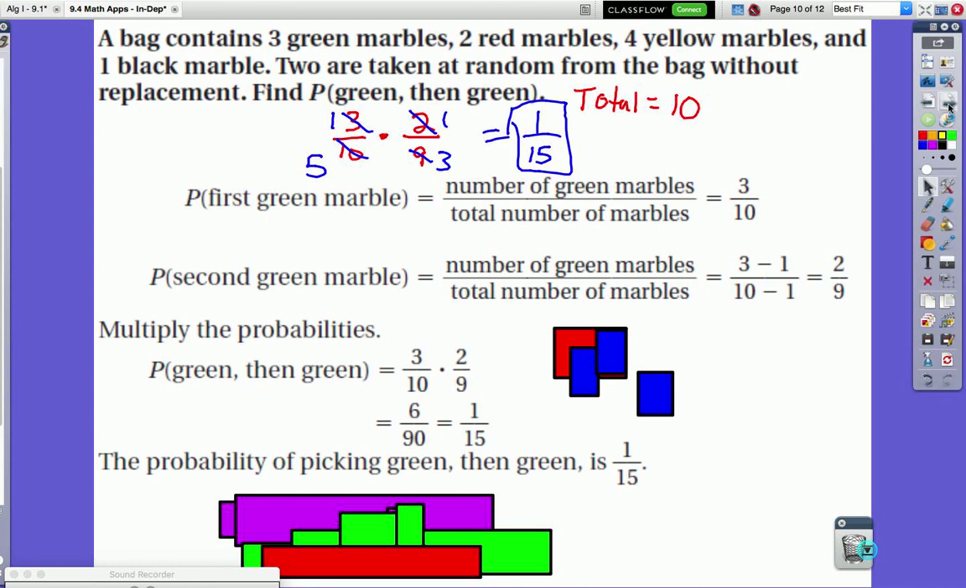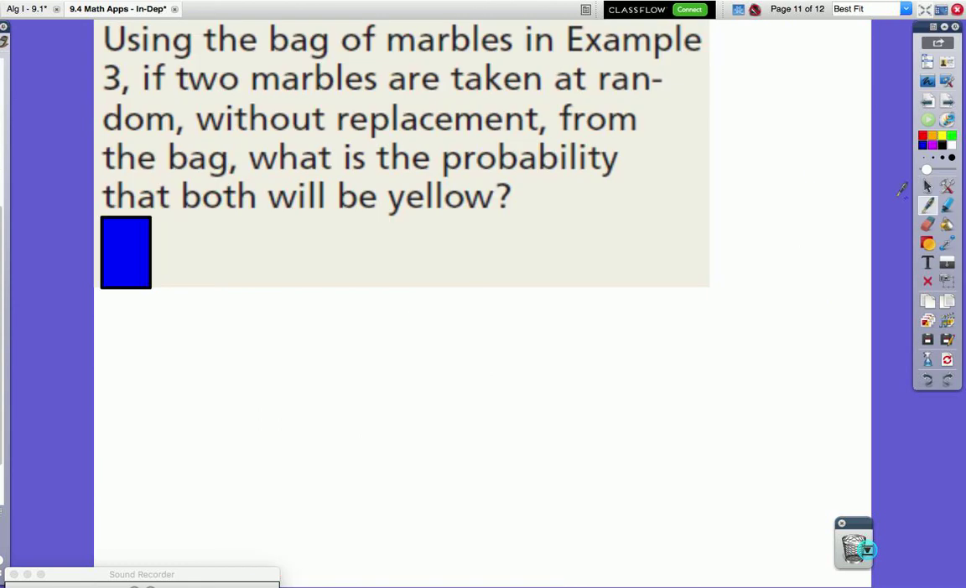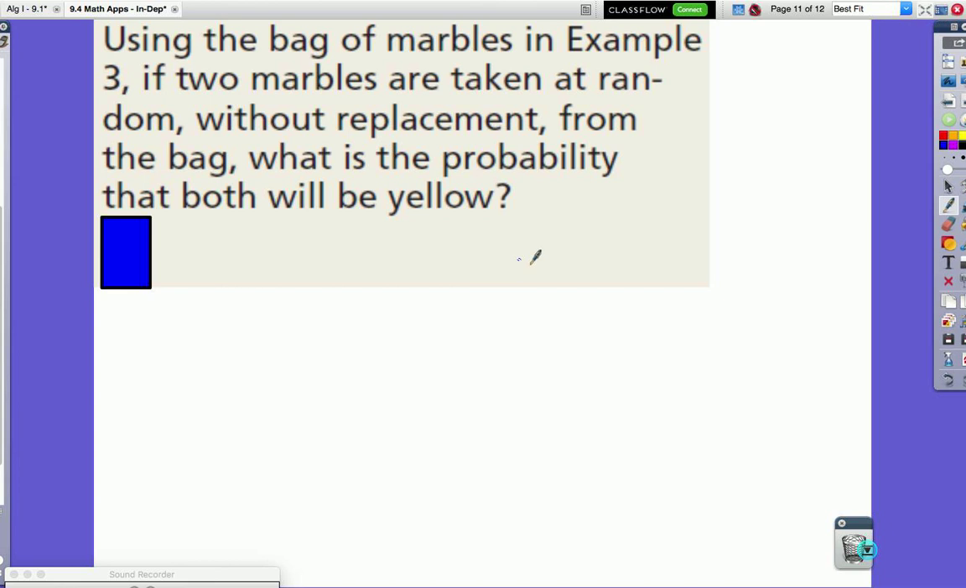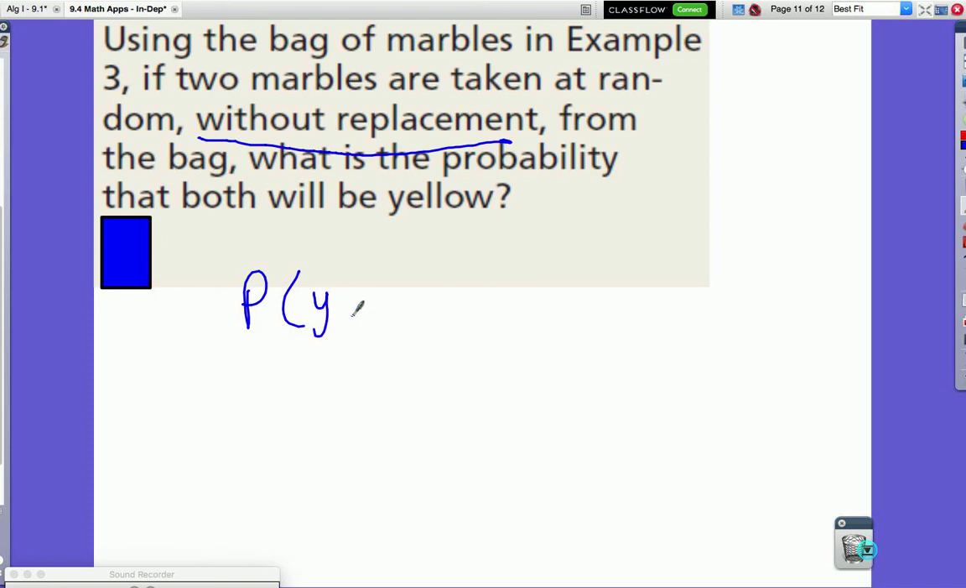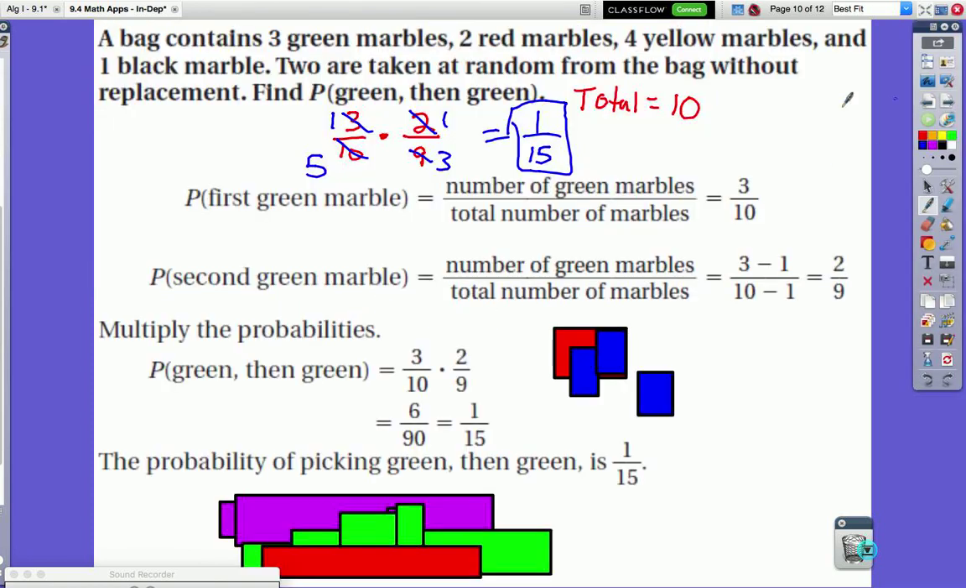Okay. Last page, same bag of marbles. So we have 10 total. Find the probability of 2 that are taken without replacement. So again, we're not replacing them, right? The probability that they'll both be yellow. Probability that yellow, then yellow. So on this side, let's look how many yellow we have.